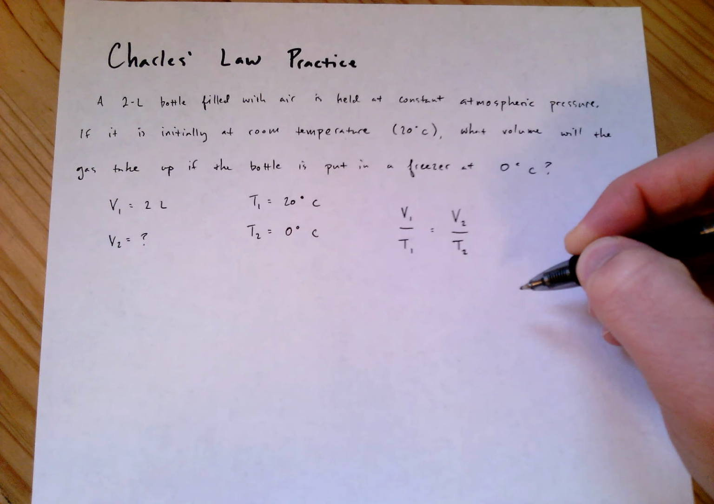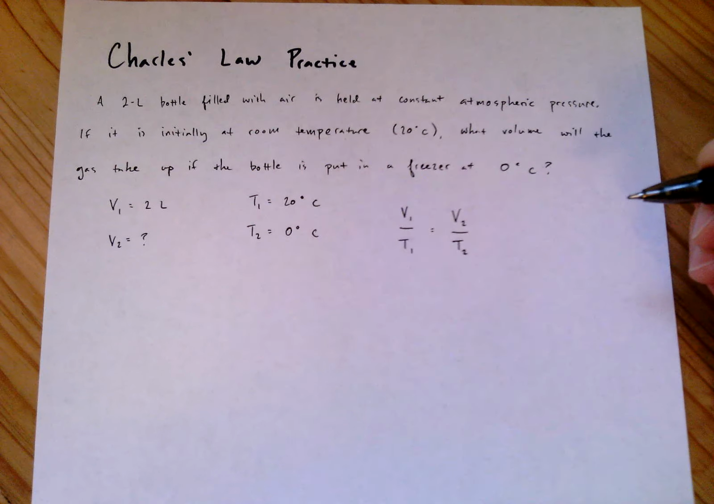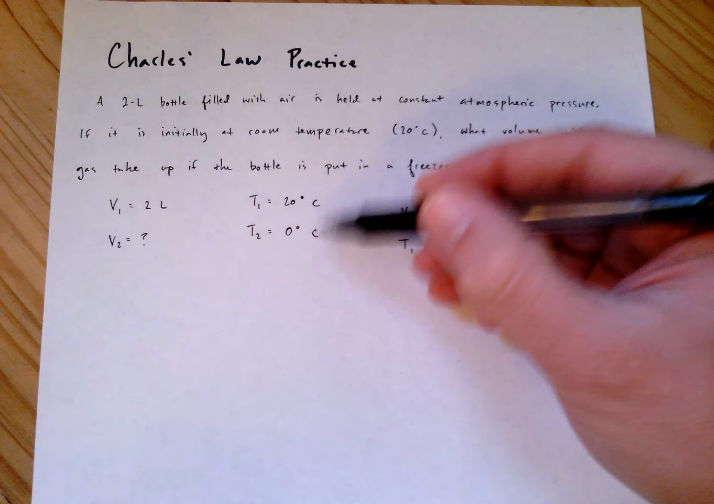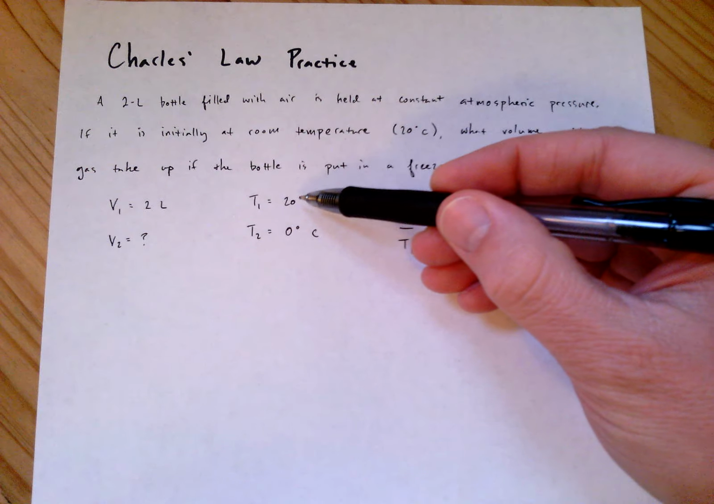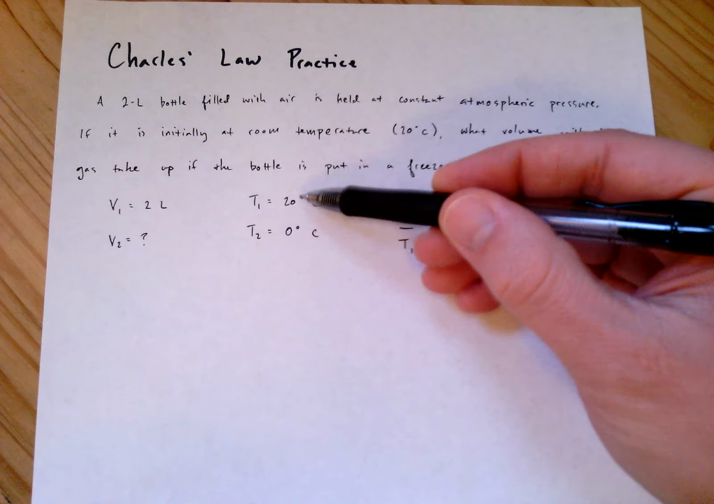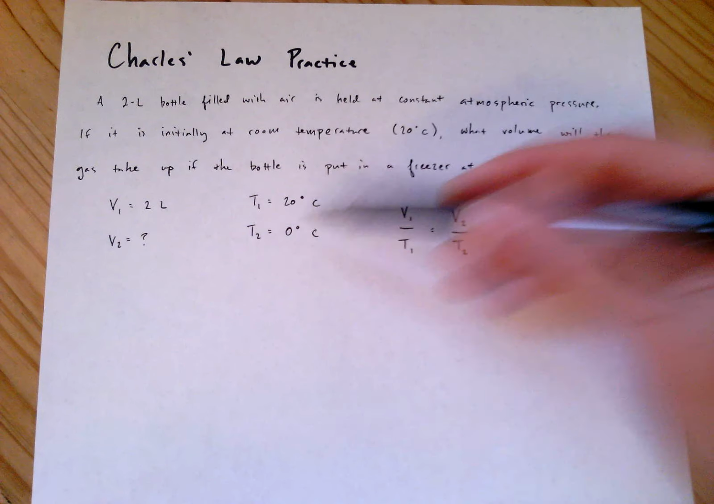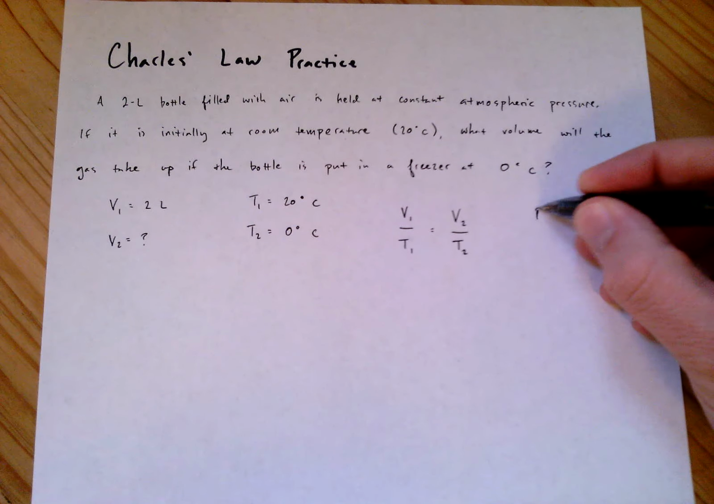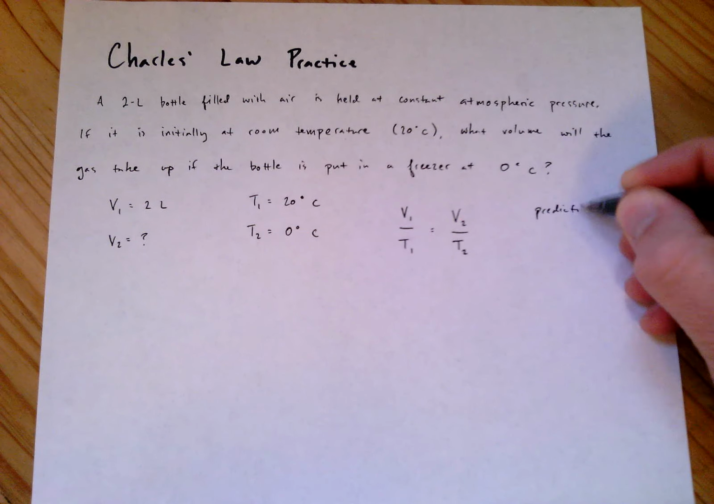And volume and temperature are directly proportional. So let's use this to make a prediction. Directly proportional means if the temperature goes down, what should the volume do? Volume should go down as well. So we're going to say prediction, volume will decrease.